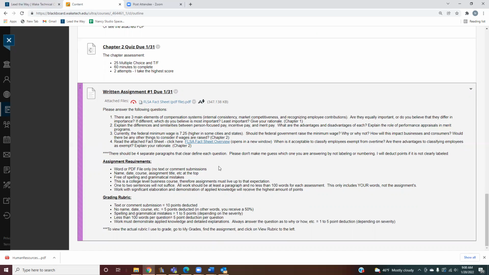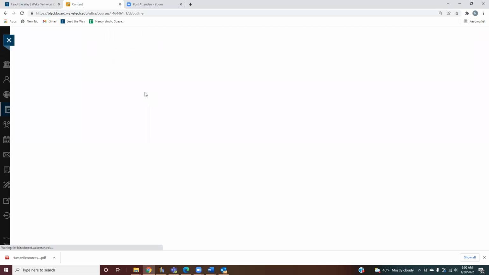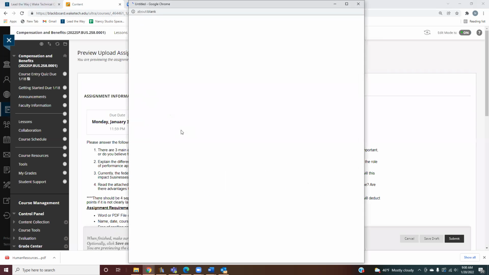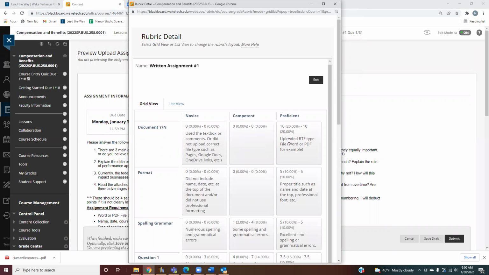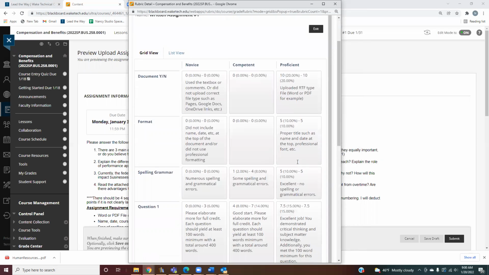Work with significant elaboration and demonstrated applied knowledge will receive the highest amount of points. If you have any questions on how I grade, please refer to the grading rubric. You can get that right here by clicking on that, and it tells you exactly how I grade and the points for each. For instance, the first area of grade is, did you upload a document? Was it a Word or PDF? You get free 10 points if you do. If not, then you lose points. Same thing with the format. Do you have a proper title at the top?